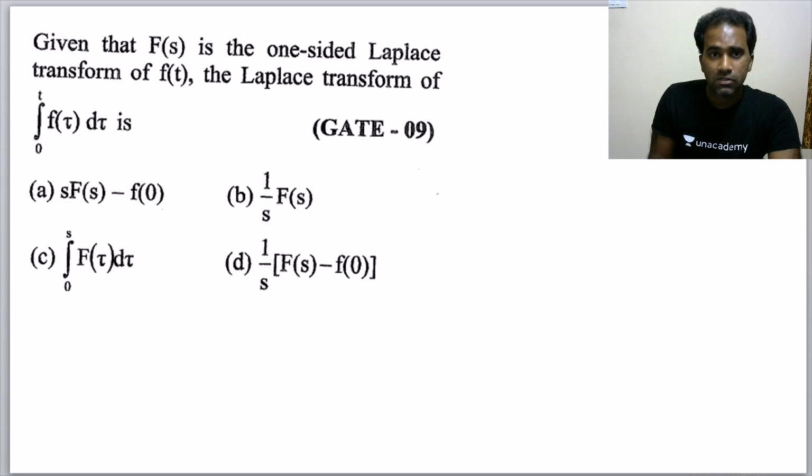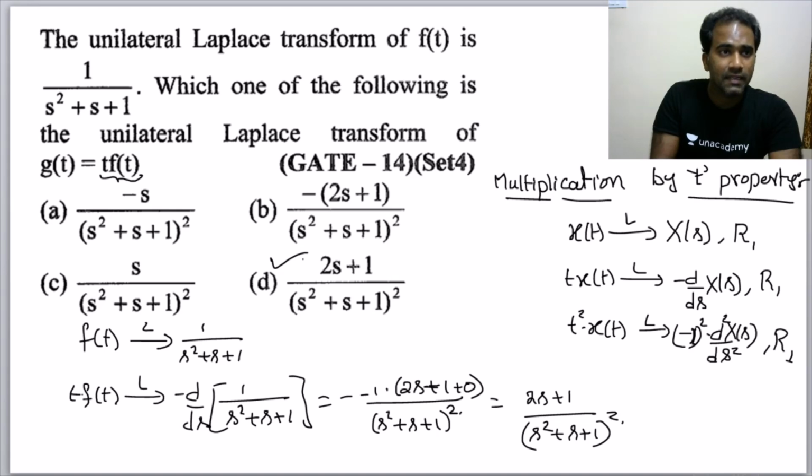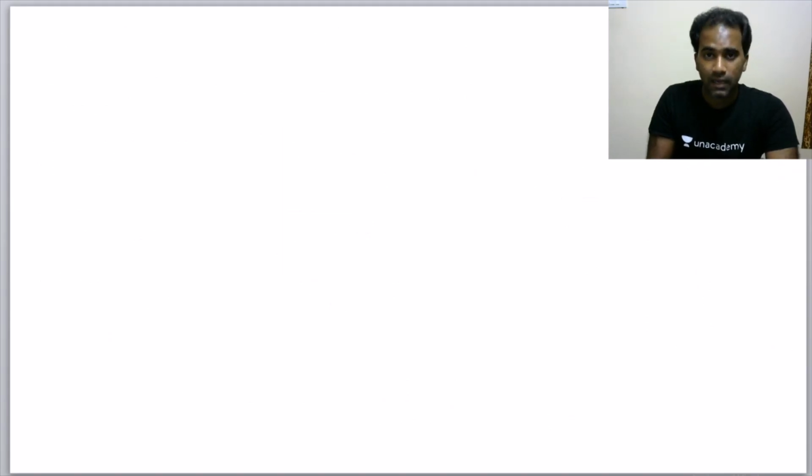So in this case also they're talking about one-sided Laplace transform. One-sided Laplace transform means unilateral Laplace transform only. So first let me recollect some basics about unilateral Laplace transform. I'll tell you a very simple technique here. If you know bilateral Laplace transform, it's as good as knowing unilateral Laplace transform. From bilateral Laplace transform also you can find unilateral Laplace transform. Let me tell you those basics.